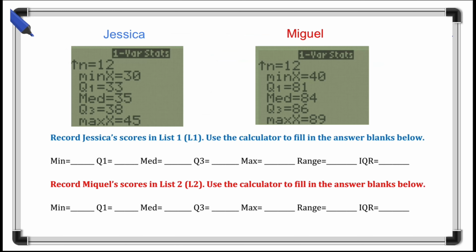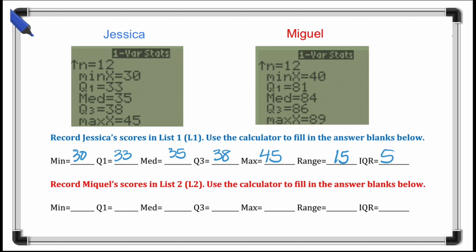So with Jessica and Miguel's, we're going to list our information. So Jessica has a min of 30, has a Q1 of 33, has a median of 35, Q3 of 38, and a maximum of 45. When we are finding the range, we are taking the max minus the min, which would be 15. And then doing the IQR would be Q3 minus Q1, which would be 5.